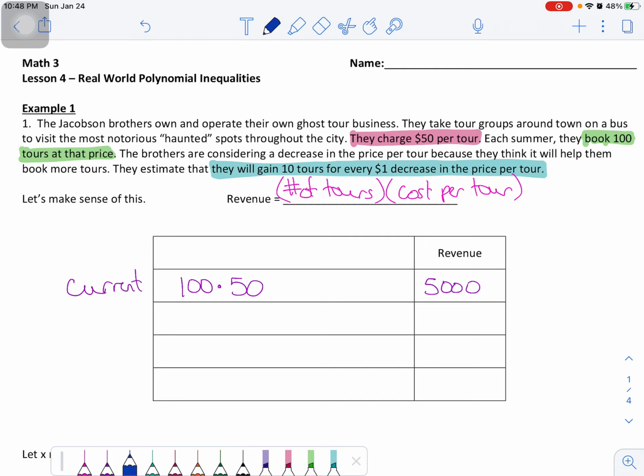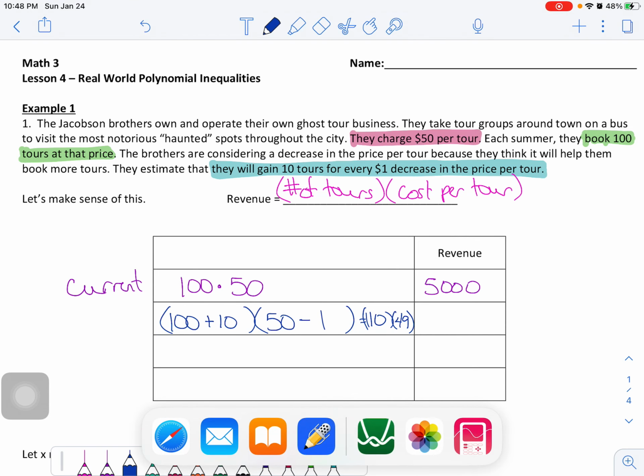They think that they can make more money. So here's the thing. This is the 100 tours that they currently have and the $50 price. Well, let's say they decrease this price by $1. So minus 1. And they think that they're going to gain 10 tours. So plus 10. All right. So this is going to turn into 110 times, let me fit that times sign in there, times 49.